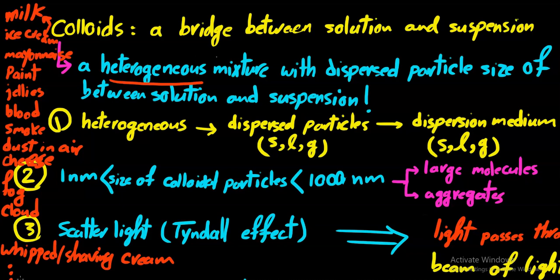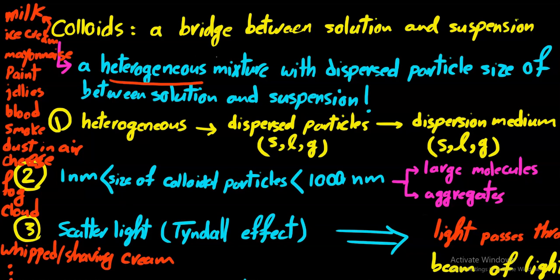So we need to get familiar with colloids. It's really important to know that many materials that you can see around yourselves are colloids rather than solutions or suspensions. For example, milk is a colloid. Or ice cream, mayonnaise sauce, paint, jellies, blood, smoke, dust in air, cheese, fog, cloud, whipped or shaving cream are all examples of colloids.